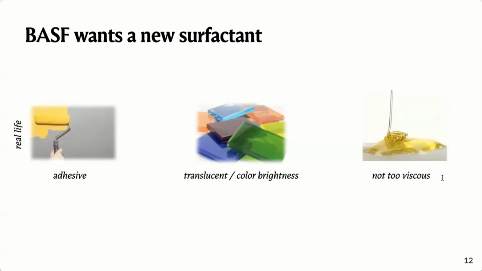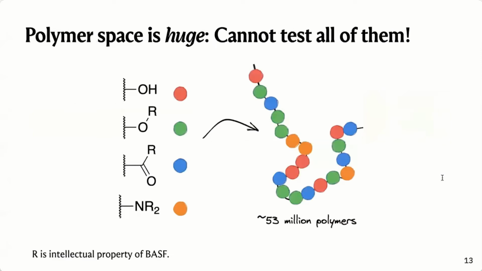And they have different things that their customers want from those surfactants. You want them to be adhesive, you want some color brightness, and you want them to be not too viscous. And then comes the challenge that you have this huge design space. So they constrain it already. They have some building blocks they consider. And of course, you could now ask some chemists to make them, but with 53 million polymers, no one will try to make this for you. So there's no way to test all of them.